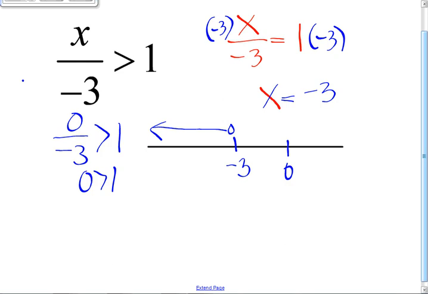That's it. Now we're going to open up the other lesson, because now we're going to get to the absolute value, and you are going to do it wrong if you try to do it your own way.